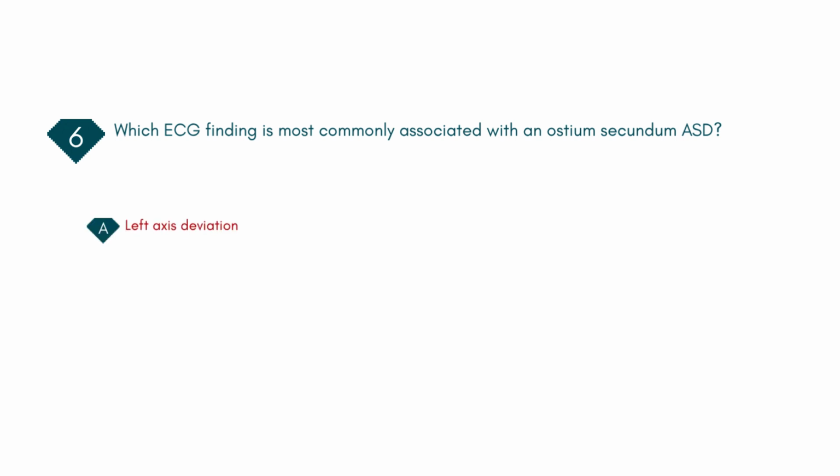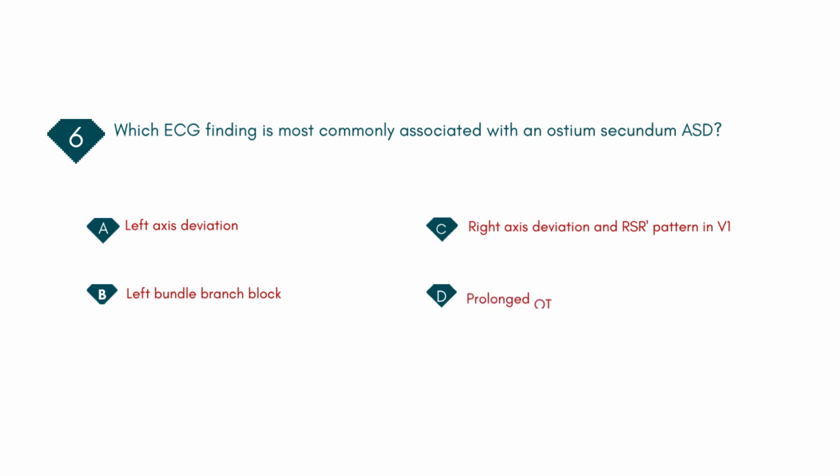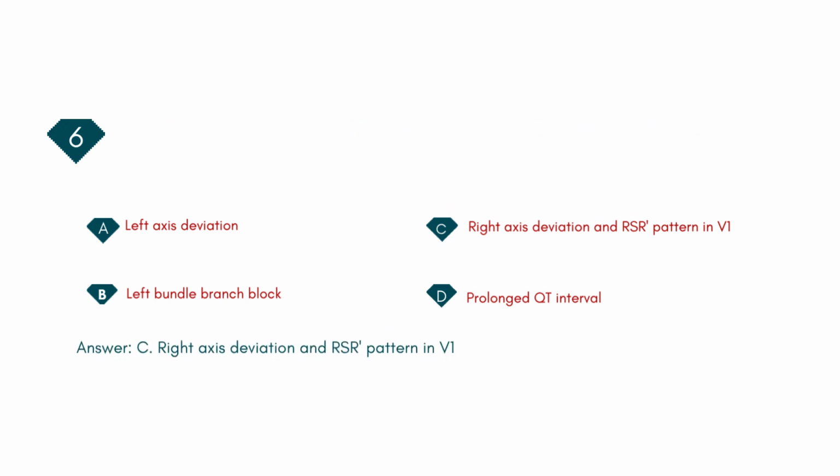A. Left axis deviation. B. Left bundle branch block. C. Right axis deviation and RSR pattern in V1. D. Prolonged QT interval. Answer: C. Right axis deviation and RSR pattern in V1.